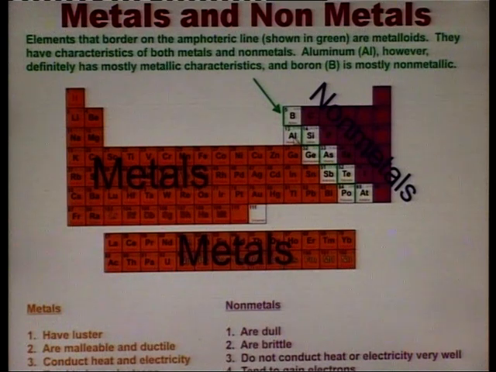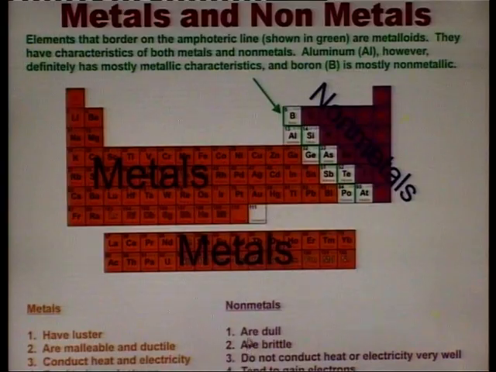Aluminium, Al, however, definitely has mostly metallic character, but boron is mostly non-metallic. All these are metals, and these are non-metals. Metals have luster, they are malleable and ductile. They conduct heat and electricity. Fourth point, they tend to lose electrons.